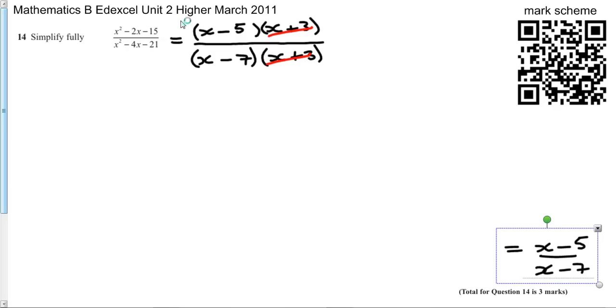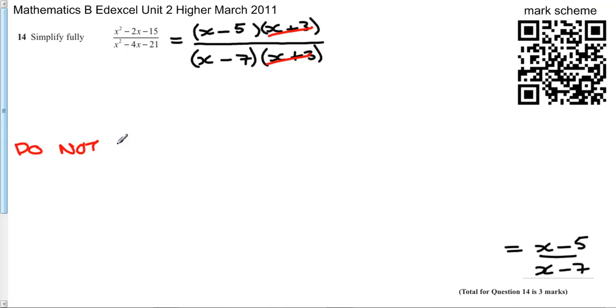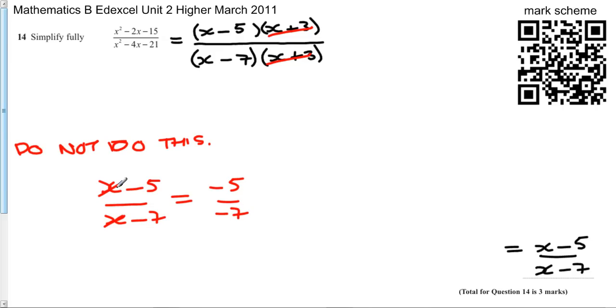One thing to bear in mind is, do not do this. A mistake that students often make is they get to here successfully, and then for some unknown reason they cancel out the x's on the top and end up with that. Because these terms are not being multiplied together, you can't cancel out common factors. This is definitely not the same, and you can try out some numbers for x.